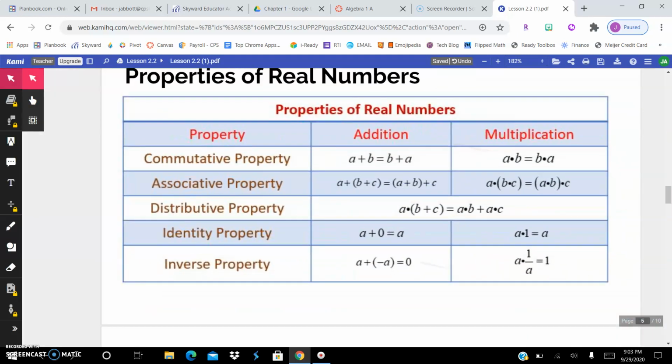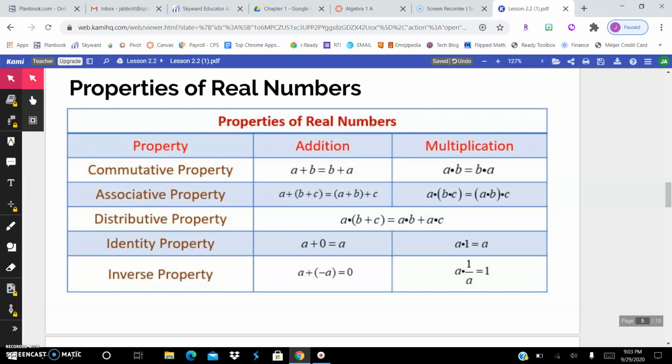All right, these are the properties of real numbers. The commutative property says that if I'm adding or multiplying, I can just switch the order and I'm still going to get the same answer. The associative property says I can switch the order, but with grouping. So it's going to have parentheses. So they're telling me that I can add or multiply two numbers, a certain two numbers. So for instance, in the beginning there, it's B and C. I can add those first, then add A. Or I could flip it around and add A and B first and then C, but I'm still going to have the same answer. Same thing goes for multiplication.